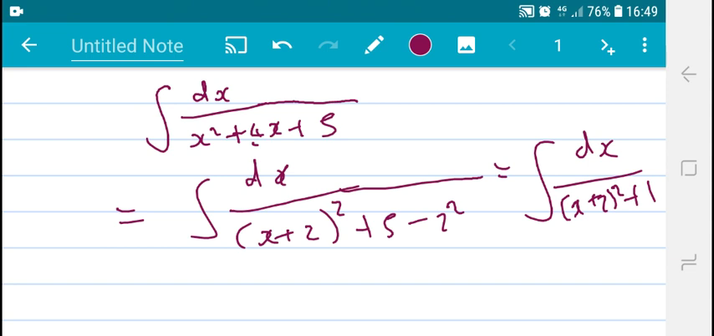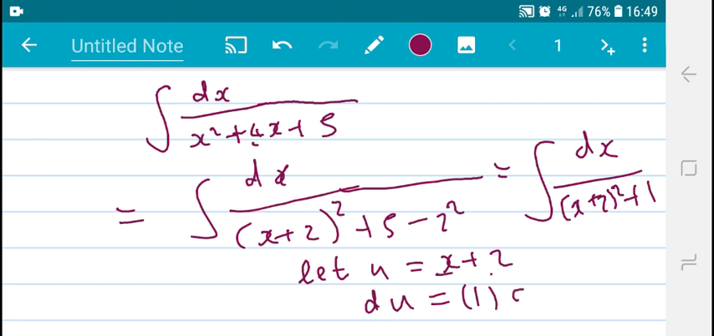And now we have this expression, right? So basically now we just want to use u substitution by letting u equal to x plus 2. And du, we differentiate the expression on the right. So the derivative of this is 1. Derivative of this is 0. So it's just 1 dx, which is what we have here.